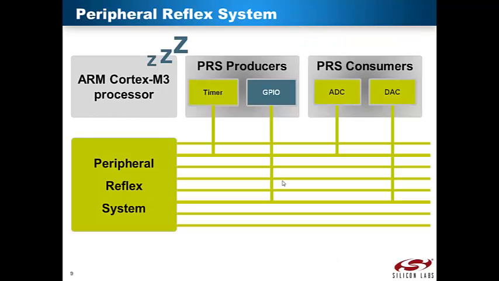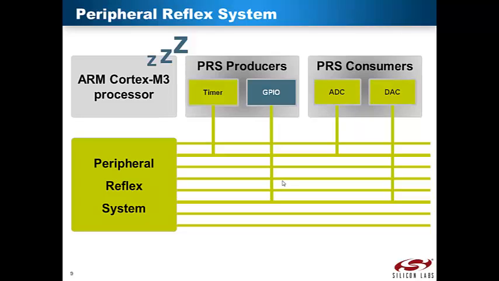The Peripheral Reflex System can be seen as a network of wires that are routed between the different EFM32 peripherals. When using PRS, two peripherals connect to the same PRS channel, one as a producer, the other as a consumer. A PRS producer is a peripheral that generates a reflex signal on a PRS channel, while a PRS consumer is a peripheral that is triggered by a reflex signal.